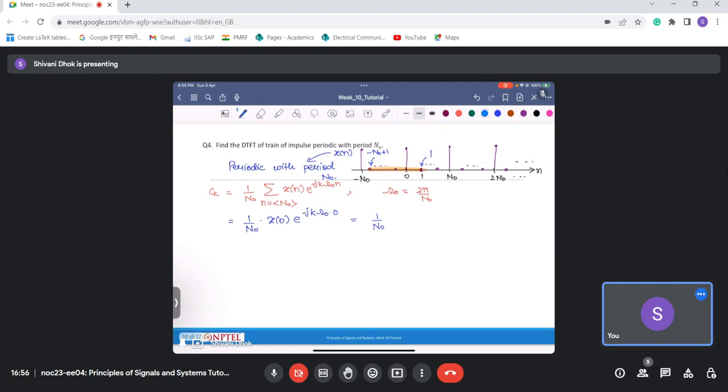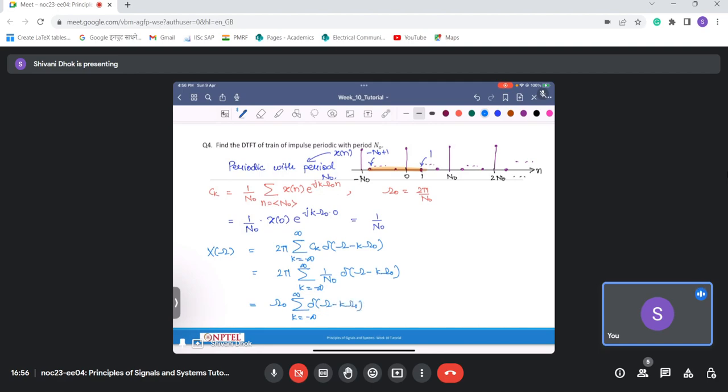Once we have this ck, x of omega can be calculated as 2 pi summation k running from minus infinity to infinity ck delta omega minus k times omega naught, which is equal to 2 pi summation k running from minus infinity to infinity 1 by n naught delta omega minus k times omega naught. This 2 pi by n naught I can write as omega naught, so it is omega naught summation k running from minus infinity to infinity delta omega minus k times omega naught.